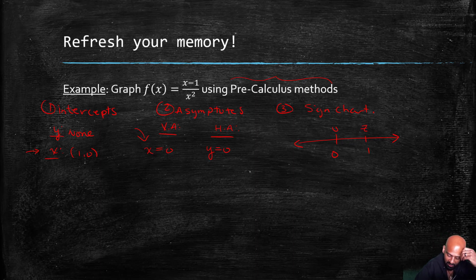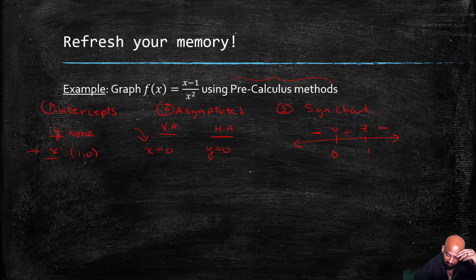Now we would plug in numbers into each interval and figure out what's going on. So I plug in, I don't know, negative a billion, right? I get a negative on top, positive on bottom. That's going to be negative. And this will be positive, and this will be negative. I'm just sparing you guys the detail, okay? So from these pieces of information, you should be able to graph, all right?